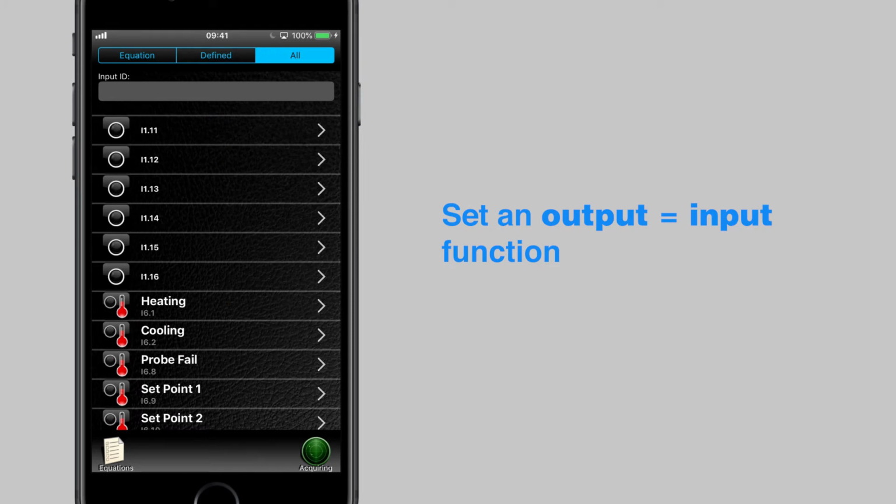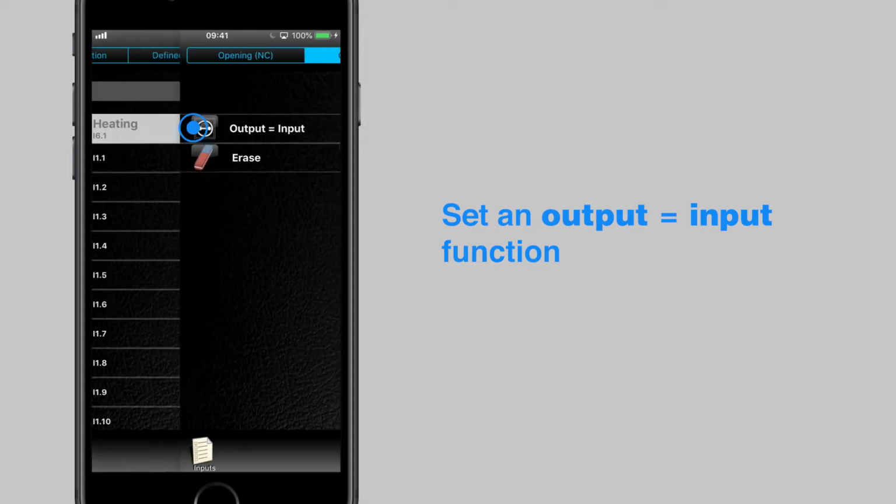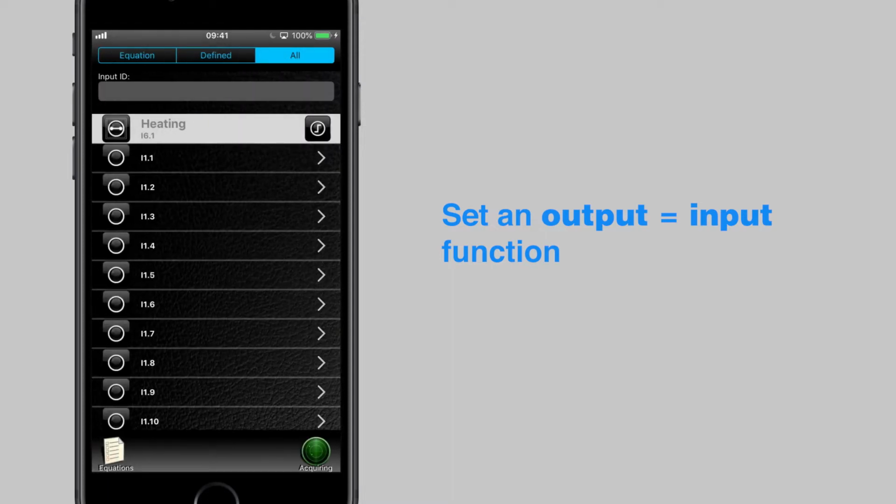By pressing the pointer in the right part of the line, the type of action will appear. You will choose the only available option, output equal input, which is associated with its specific icon. Once the function of the input points has been chosen, these will move up to the beginning of the list and will turn gray, in order to indicate that they have been used. The icons associated with the type of the selected action will be shown.